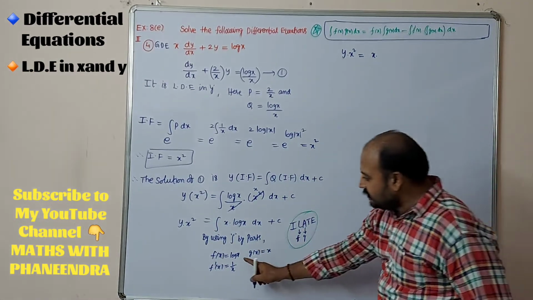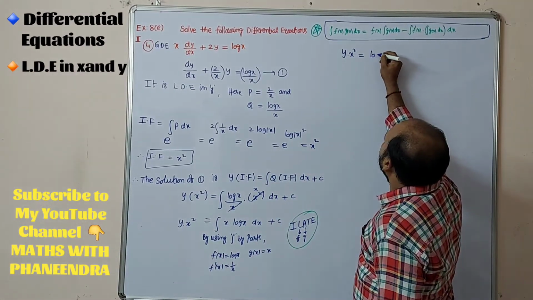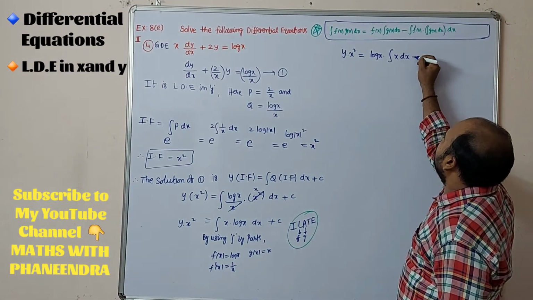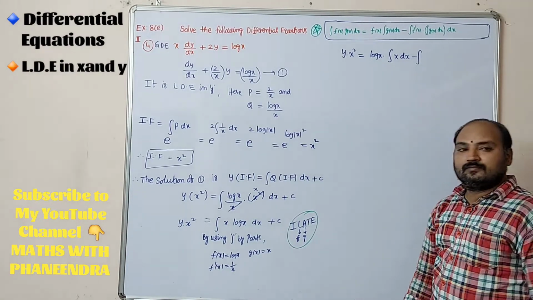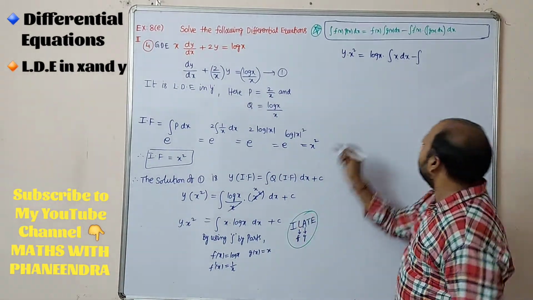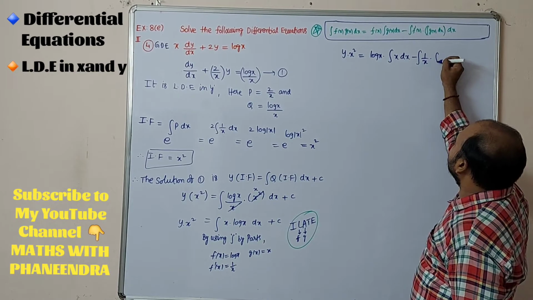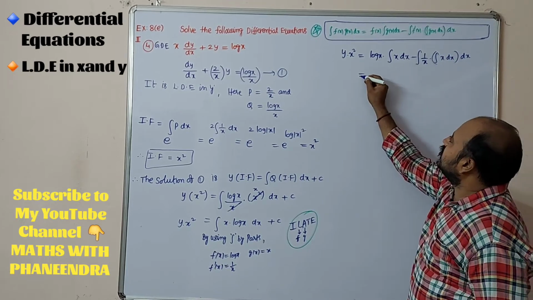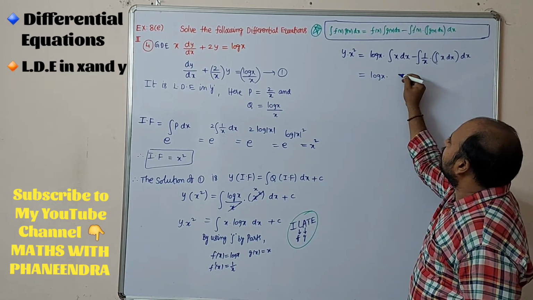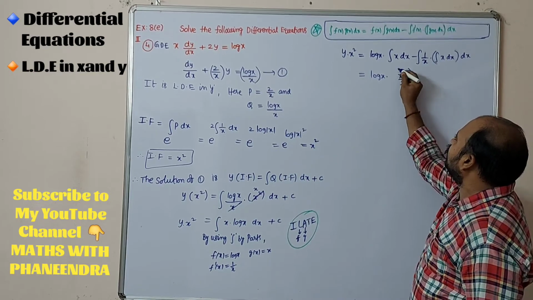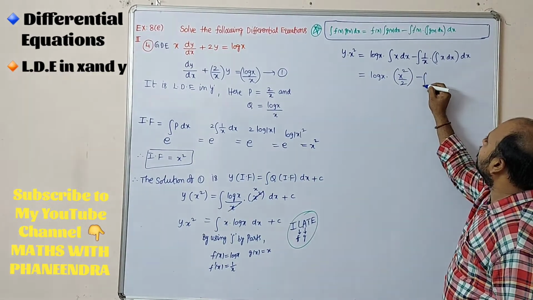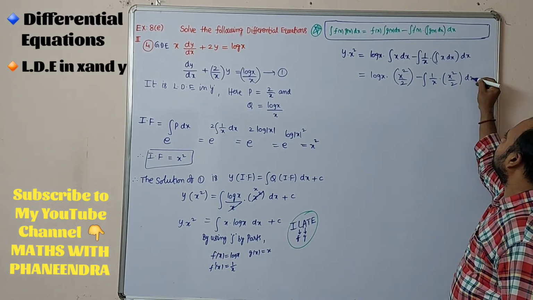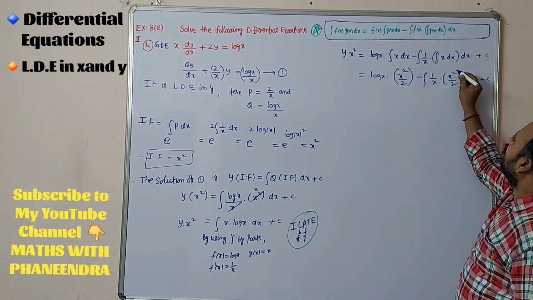F of x means what? Log x. Log x into integral g of x, integral x dx, minus integral f dash of x, log x derivative is 1 by x, into integral g of x, integral x dx whole dx, which is equal to log x into integral x dx is x squared by 2, minus integral 1 by x into integral x dx is x squared by 2 into dx plus c. Here one of the x cancels.